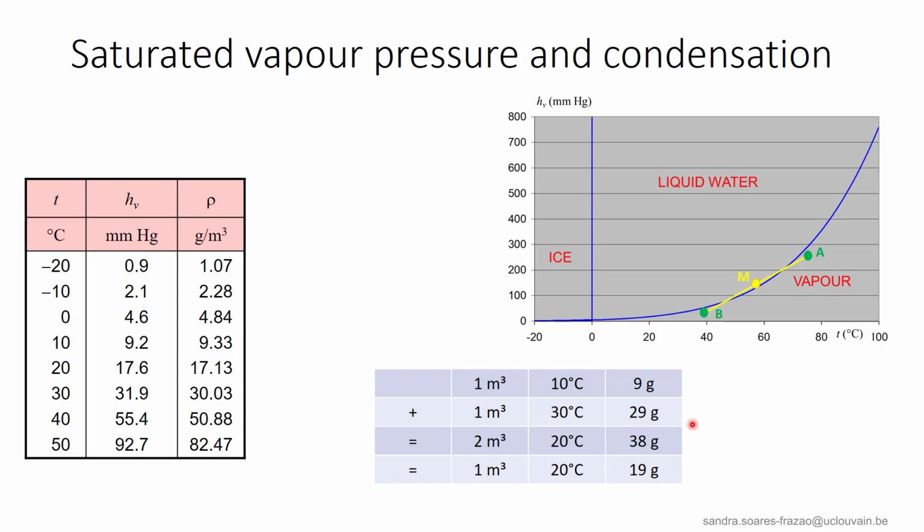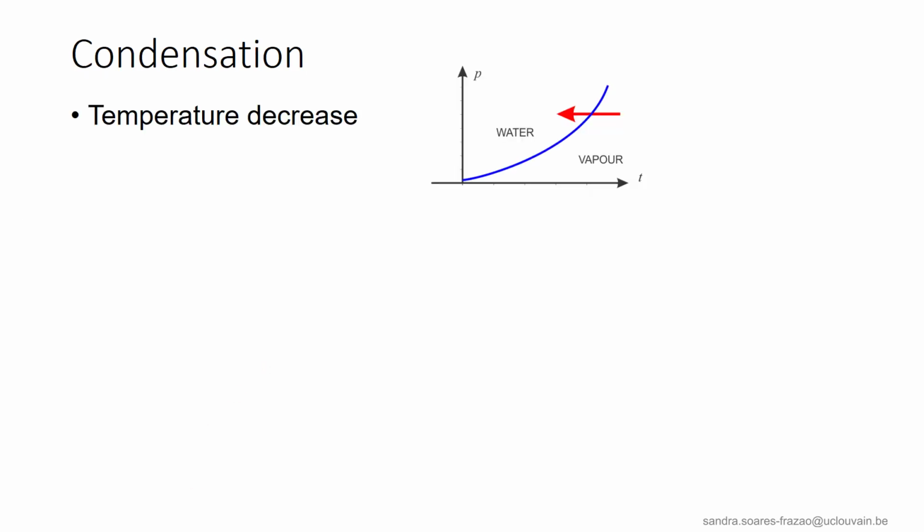When we mix them, we obtain 2 cubic meters of gas at 20 degrees, containing 38 grams of water. So this means, in fact, a specific mass of 19 grams per cubic meter. This value for 20 degrees, if we look here, is now above the limit, and it means that we will have 2 grams approximately of water that will condensate.